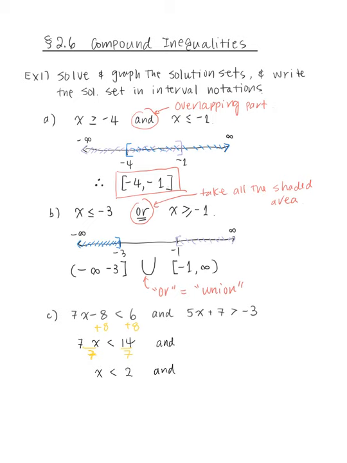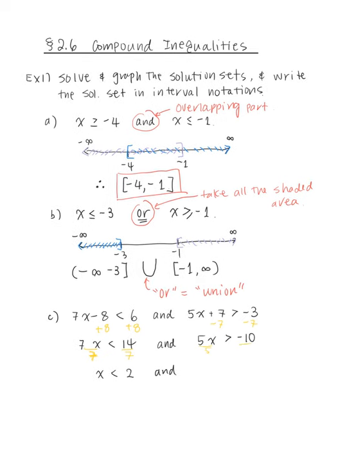Now let's go with the next one. If I want to solve for x, you're going to have to subtract 7. Then here you're going to have 5x is greater than negative 10. Divide by 5 on both sides. Then here you're going to get x is greater than negative 2. Now let's draw that number line. Since it's and, you're going to have to take the overlapping part of the two intervals that you get. So negative 2 and then 2.